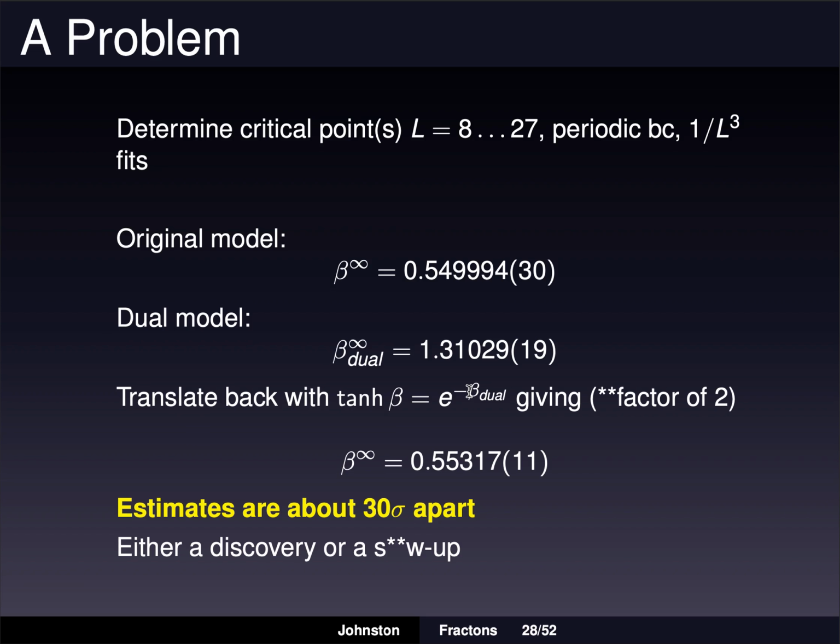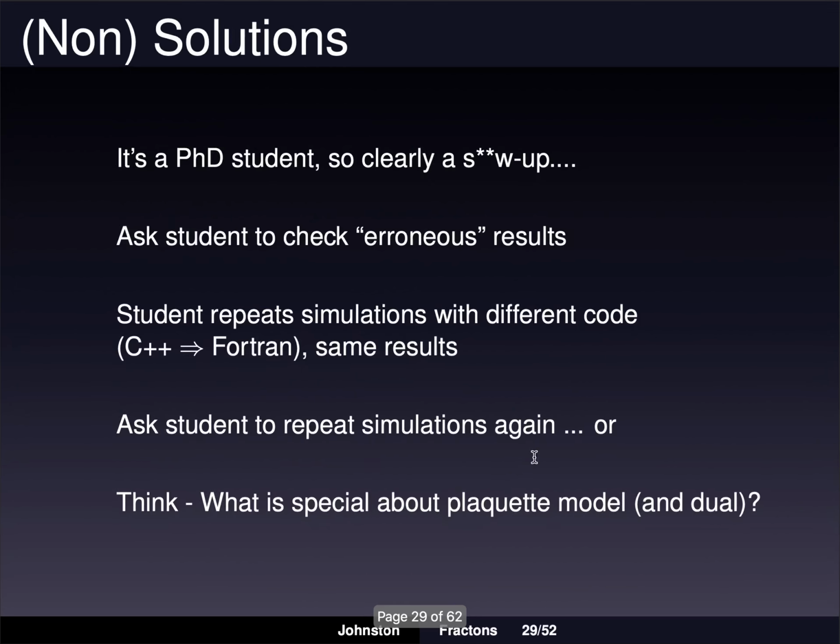What you find is that the estimate from the dual model for the critical point, the transition point, is given by this. And if you compare it with the estimate from the original Plaquette model, these estimates are about 30 sigma apart. They don't look very much, but with these error bars, they're 30 sigma apart. So that's either a discovery or a screw-up. It's a PhD student. He's just starting out in the business, so it's clearly a screw-up.